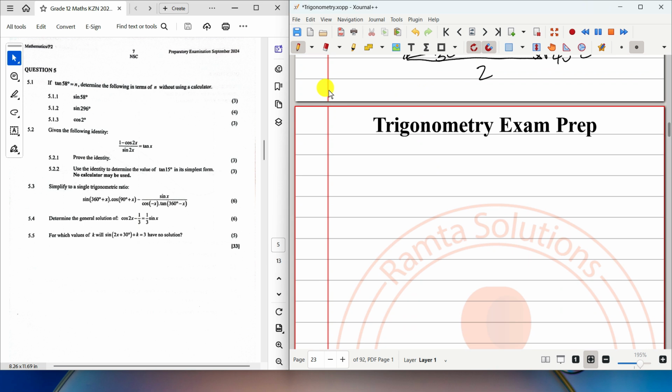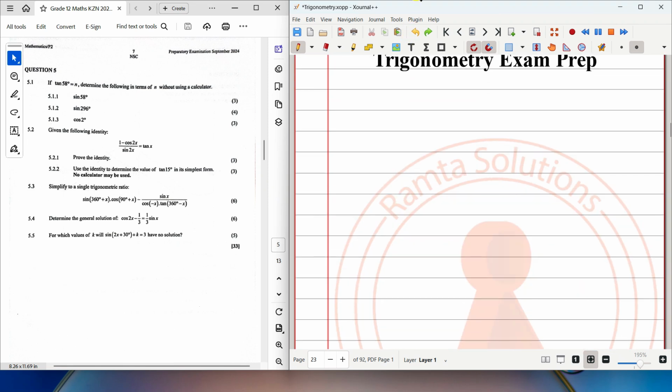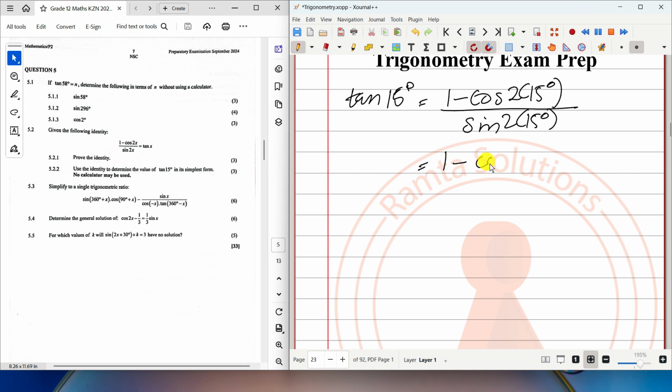Let's proceed. 5.2.2. Oops, we had started already. I don't know why I'm writing it again. Yes, we had started. So we say tan 15 degrees will be equal to this equation as it is, where there's x, we put 15. 1 minus cos 2 times 15 degrees all over sine 2 times 15 degrees. So this is 1 minus cos 30 degrees all over sine 30 degrees.